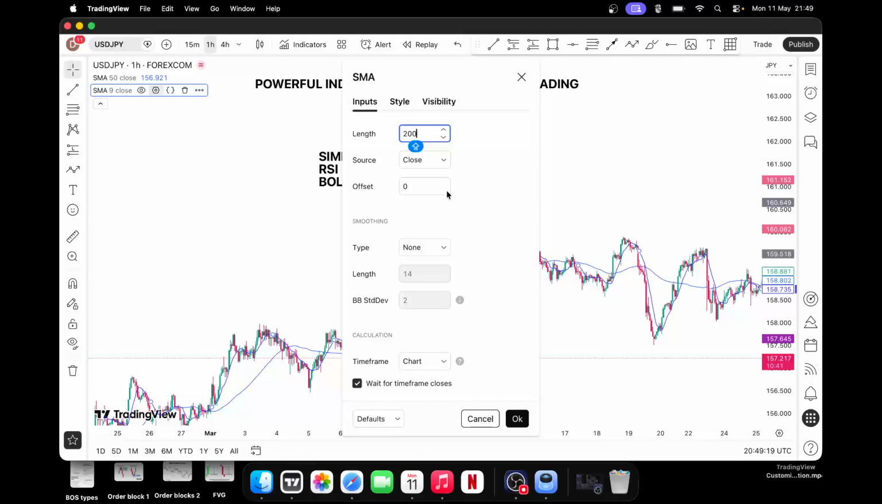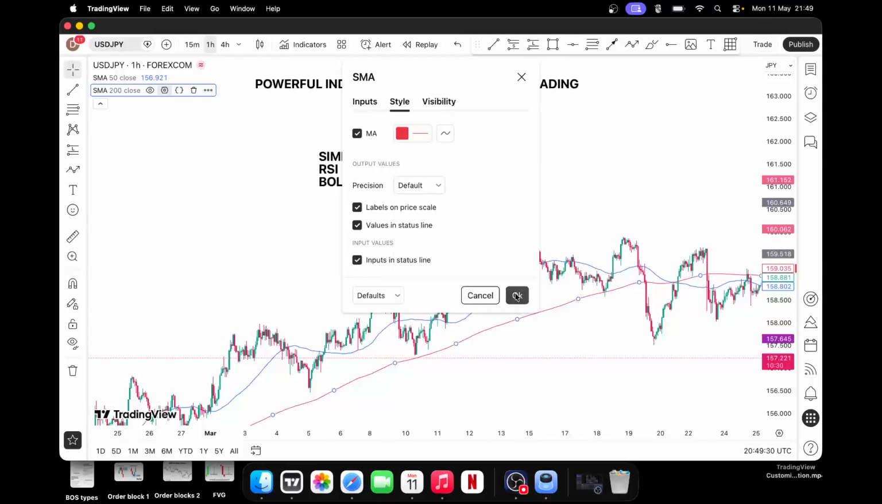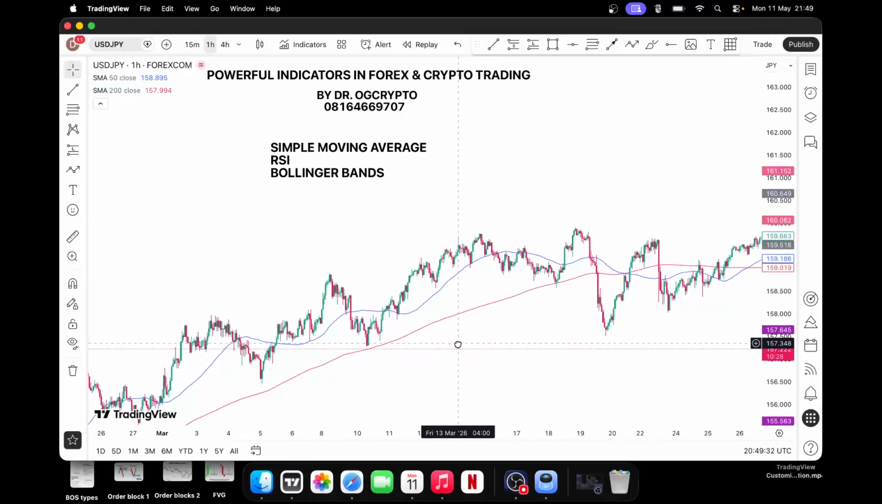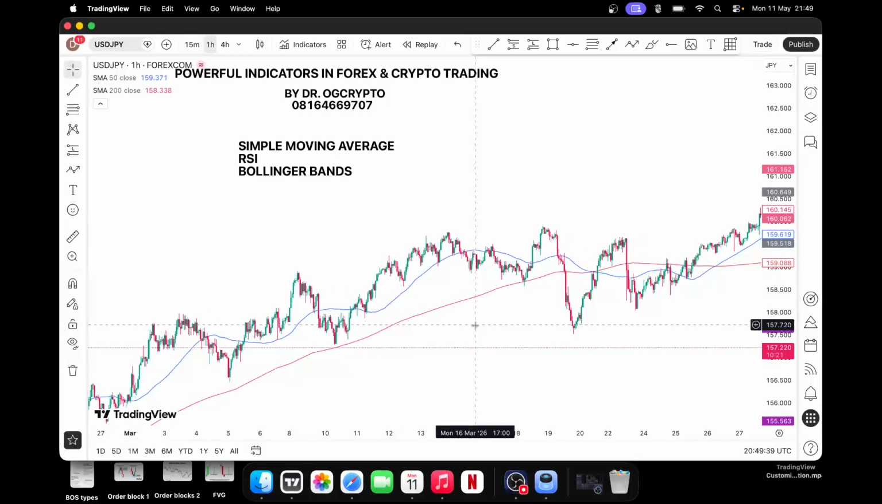Then change the color. Once you change to 200, change the color to, let's say, red, so that it will differentiate one from the other. You understand? So can you see now? The SMA 200 is the red color, and the SMA 50 is the what? Is the blue color.